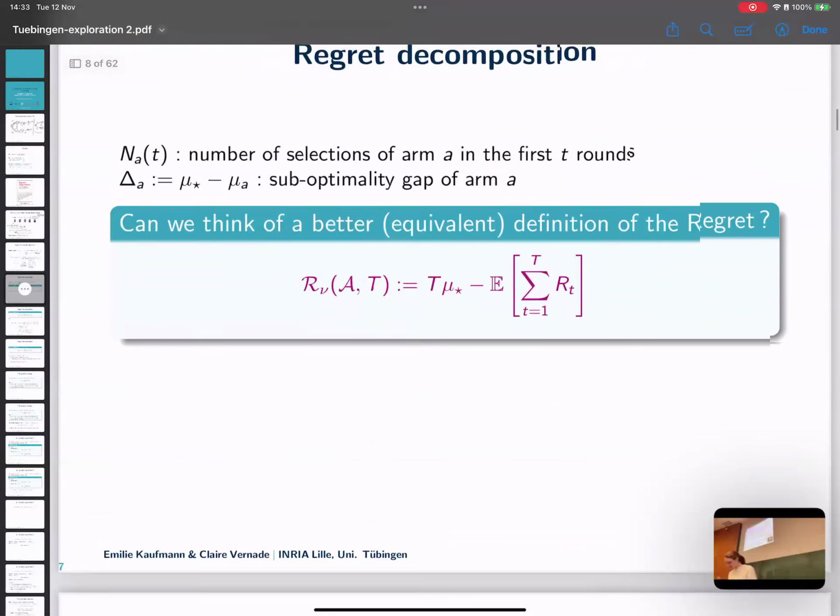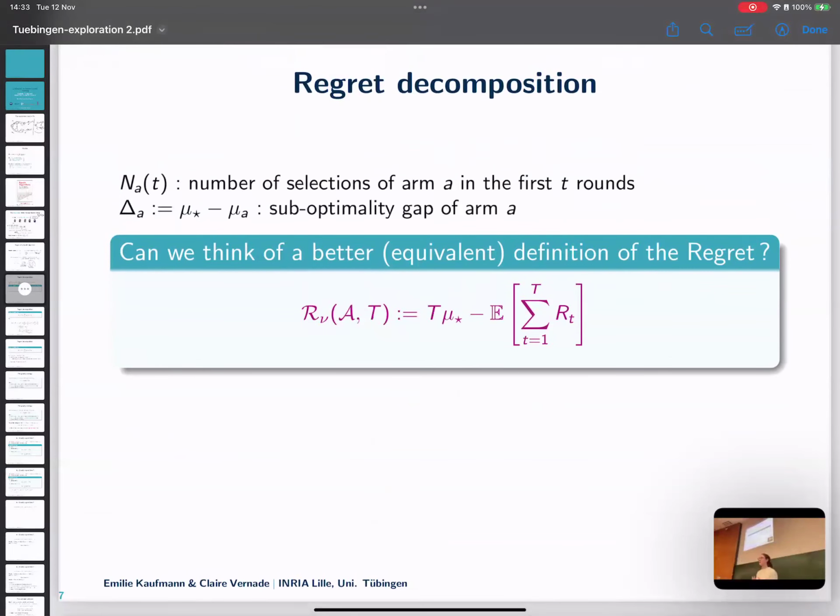So the first thing we want to think about is, why does this metric make sense? Why do we minimize regret? Or why is it interesting to look at the regret rather than just the sum of the rewards? So perhaps we can think together about a better equivalent definition for the regret. Let's try to rewrite this in a way that uses the number of times I've pulled arm A and the gap, meaning the difference between the value of arm A and the value of the best arm.